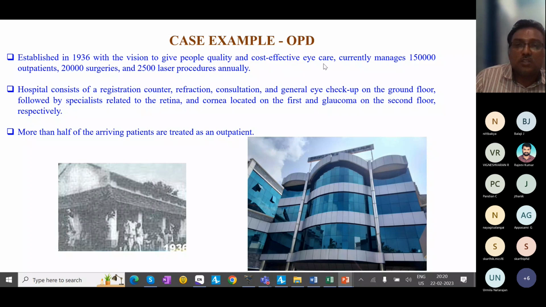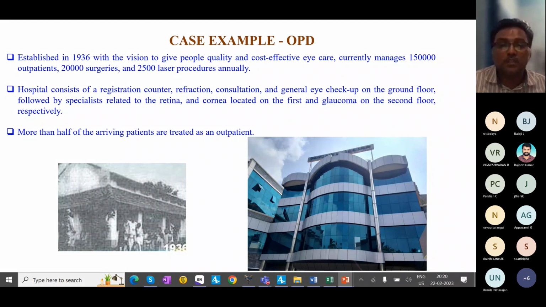They provide cost-effective eye care, and they manage 1,50,000 outpatients per year, 20,000 surgeries, and 2,500 laser procedures. And this hospital consists of, typically, if you go to a hospital, you can observe the structure. They have a registration counter, a consultation area, the optometry testing unit, and eye checkup. All these are on the ground floor. And they have a specialist.